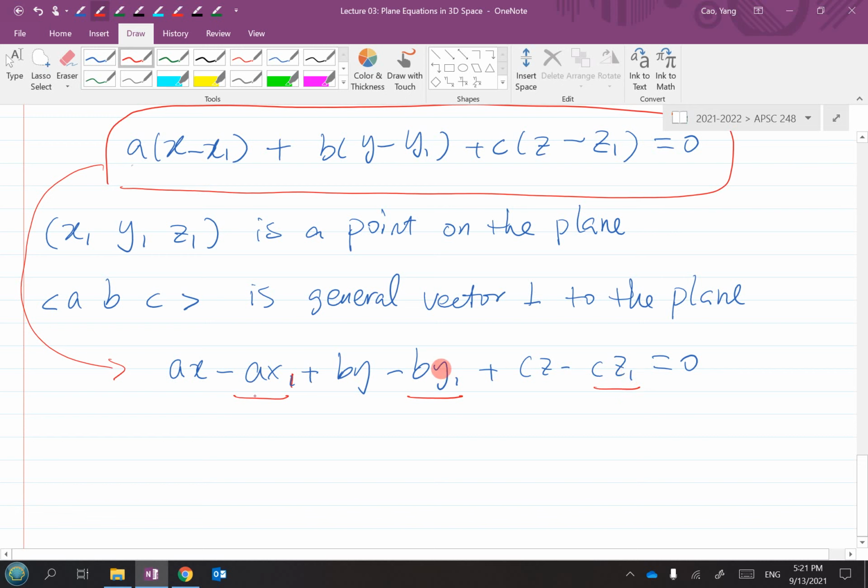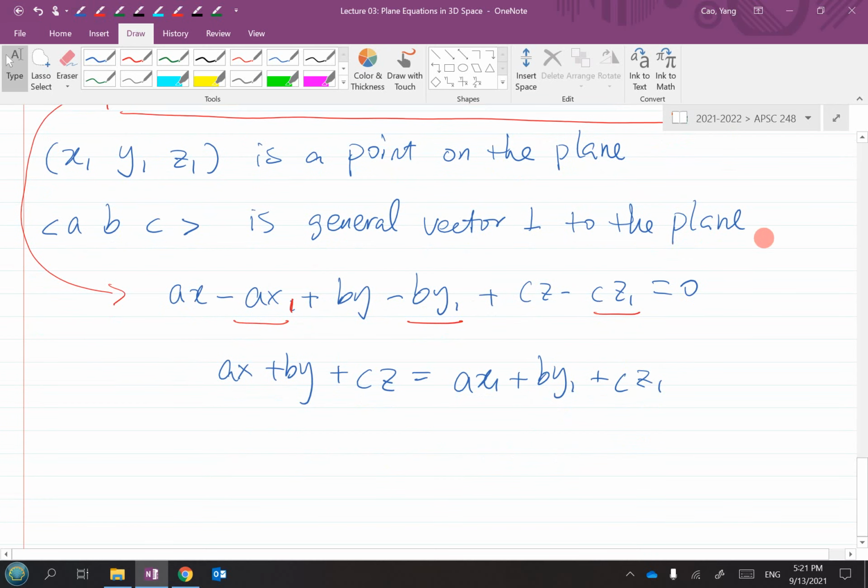So those three are constant terms. And then you can move the constant terms to the right side of the equal sign. So then I end up with ax plus by plus cz equal to ax1 plus by1 plus cz1. So the whole equation is simplified a little bit. It does look a little bit different now, but it's still the same equation.